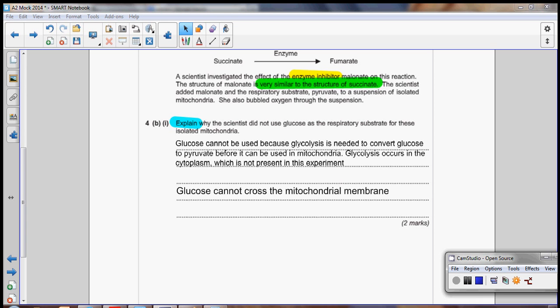I've said that glucose cannot be used because glycolysis is needed to convert glucose to pyruvate before it can be used in mitochondria. Glycolysis occurs in the cytoplasm, and there's no cytoplasm in this experiment, it's just isolated mitochondria. That gets me 1 mark.